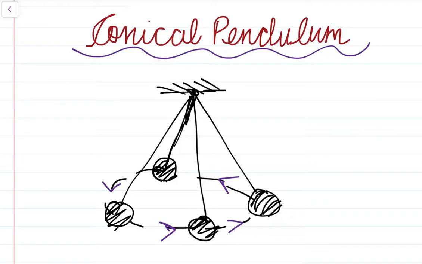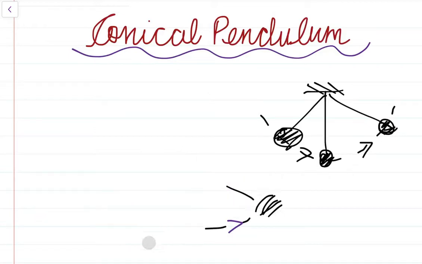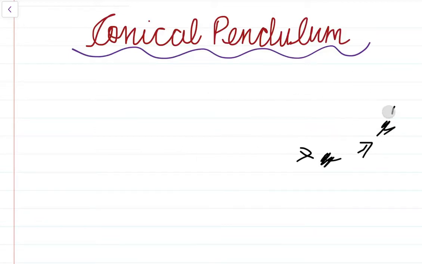And a simple pendulum is like this, in a 2D plane only. Its motion is only like this. But this conical pendulum has a motion in 3D. Understand this? This is nothing but a conical pendulum. So I hope that you understand this conical pendulum.